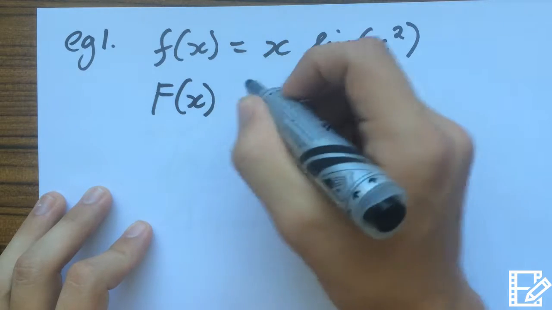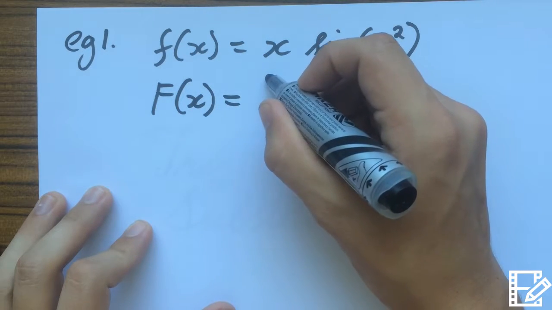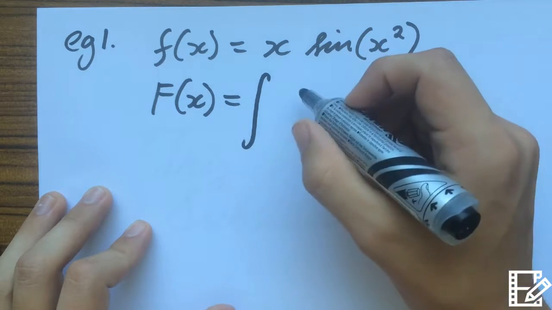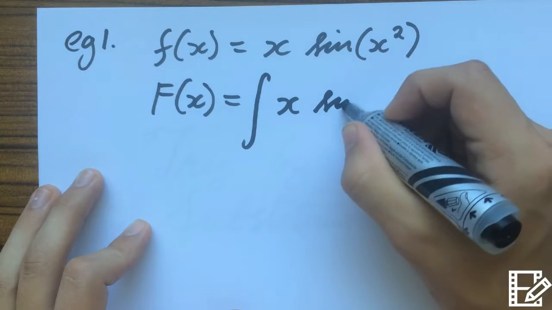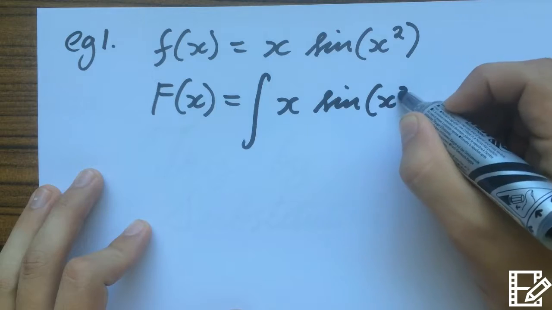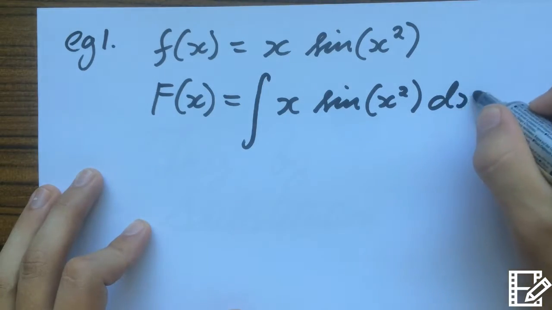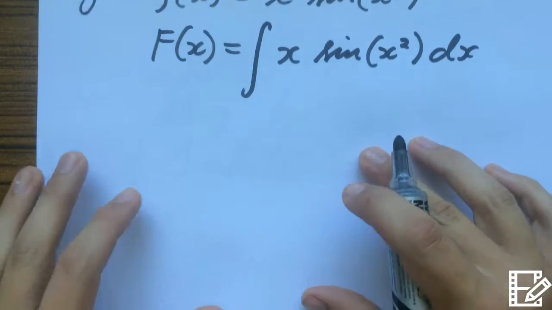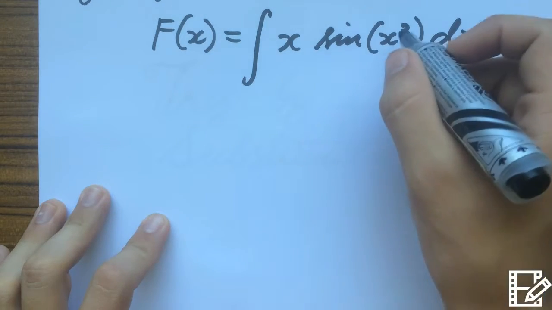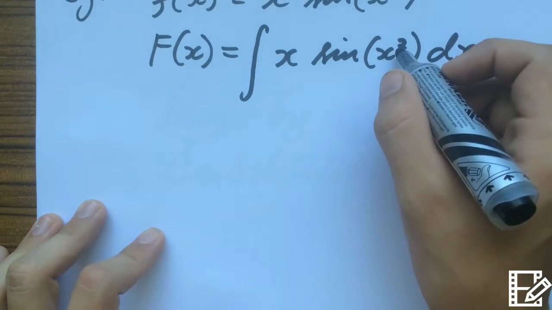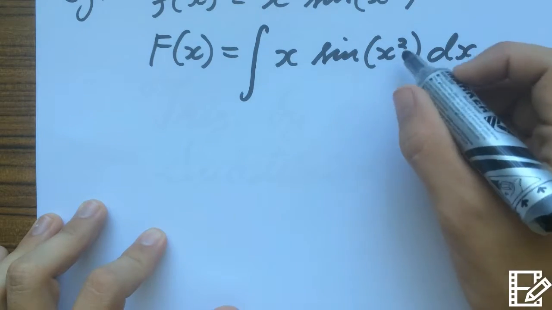I will rewrite this, showing we're finding the integral. Okay, now we've written this, we can move on. Because if we were to derive this, it becomes this. This is what we're going to substitute.